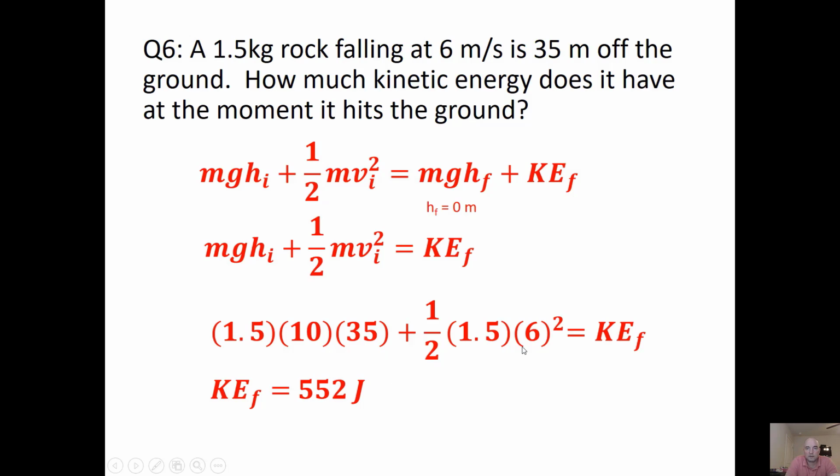If you're not getting that answer, always double check. Make sure you're squaring everything and just look at the numbers you're using. Make sure you're writing everything on a piece of paper.